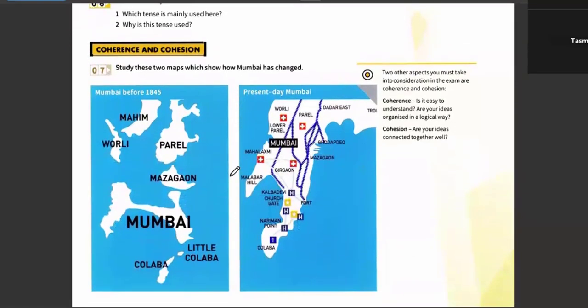Okay, now moving on to the next part. Here we have to see the coherence and cohesion. Do you know the difference between these two words?